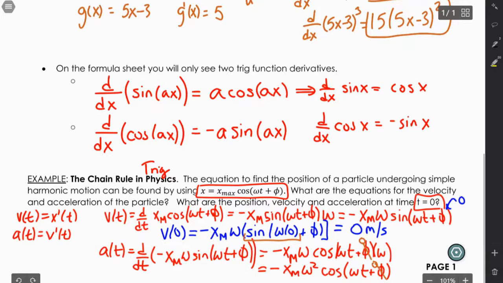Now when I plug it in over here, a of 0 equals negative x max omega squared cosine of omega times 0. But the cosine of 0 is 1. So it's going to be simply negative x max omega squared. So that would be our acceleration. So there's just an example. I know it's a lot of clutter there, but again, it uses the chain rule and also trig functions.